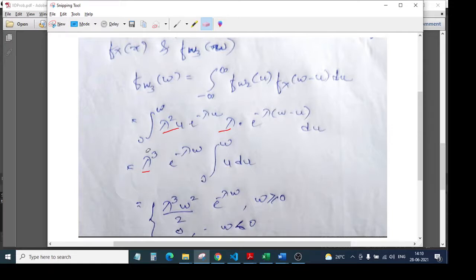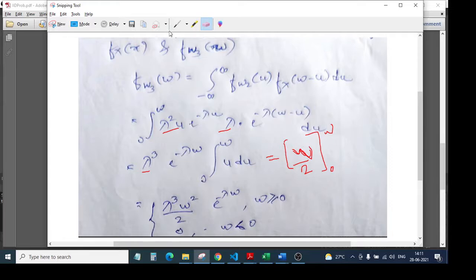Okay. So once you integrate it, what will you be getting? The integration of u is nothing but u square by 2. Fine. So this is equal to what now? This is u square by 2. You need to put the limits here, 0 to w. So the limits you will be using is 0 to w. Thereby, how would it be converted? This u is converted into w. So this becomes w square by 2. Okay.